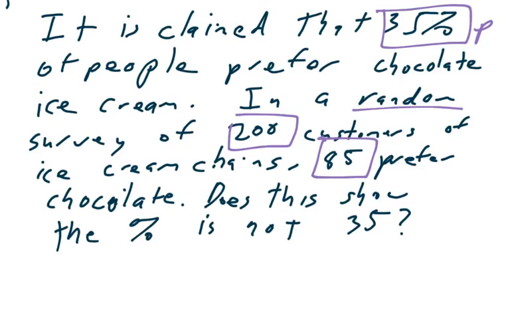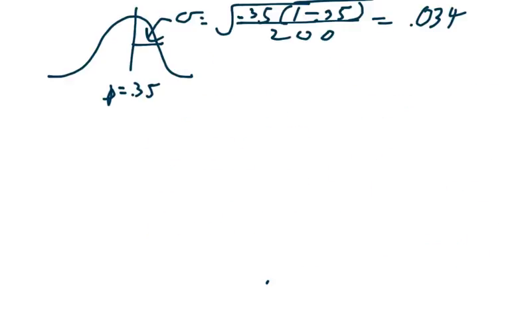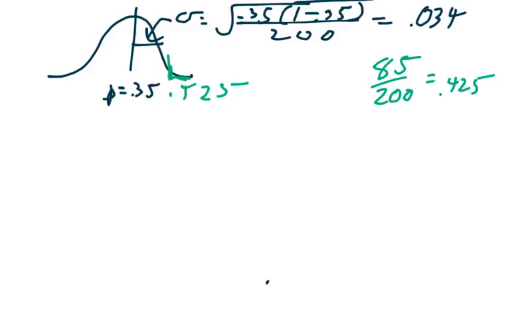Looking back at our problem, we had 85 out of 200. So 85 out of 200 equals P hat, which is 0.425. So this green mark is 0.425. And remember, since this is two-sided, we're going to shade on both sides.